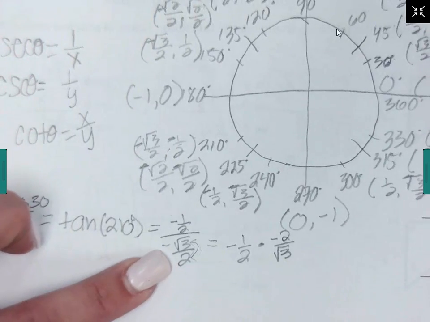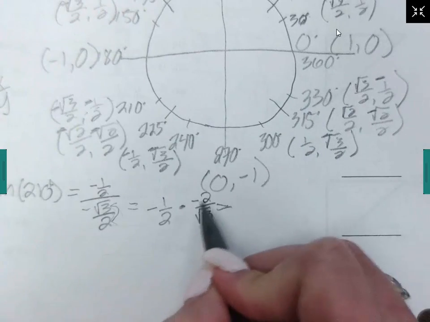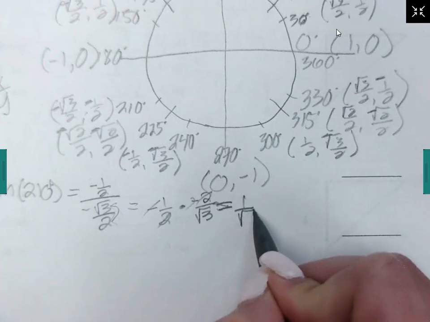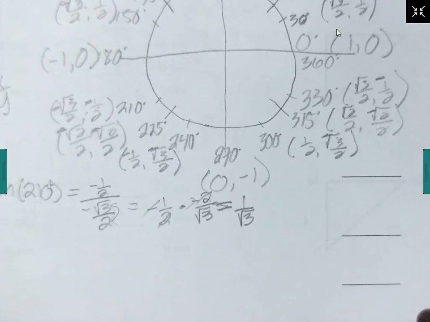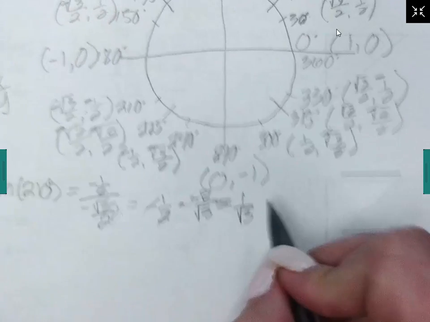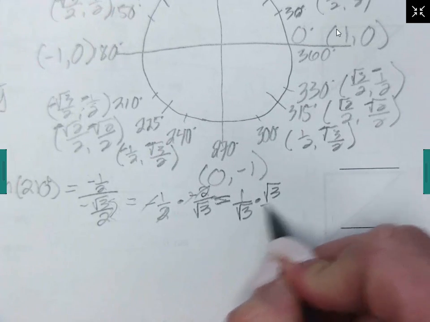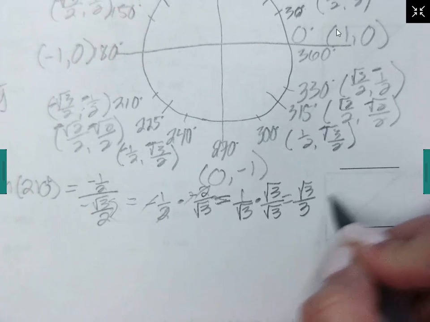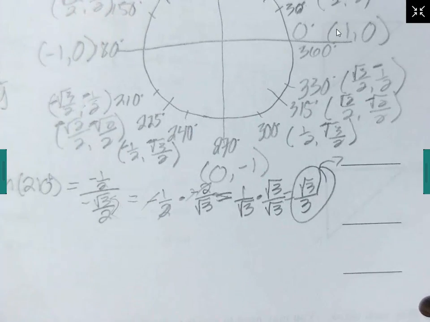Do you guys see that? All right, so then we can let these negatives and these 2's cancel, and we're just left with 1 over the square root of 3. But what's wrong with this? Radical in the denominator. So we're just going to multiply the numerator and denominator by the square root of 3, and that gives us the square root of 3 over 3. And this is our answer. Are there any questions? All right.